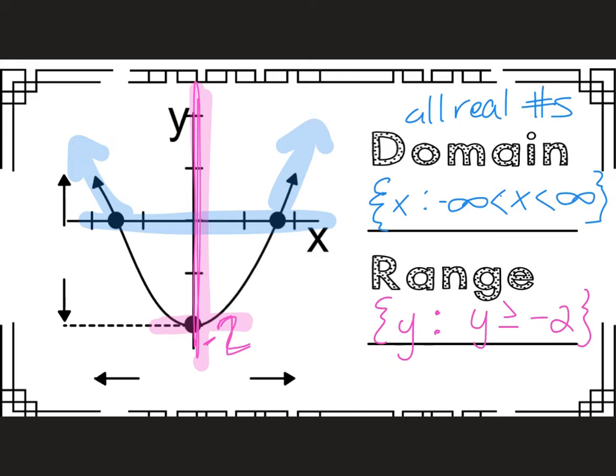We don't have to worry about the infinity. If you do want to do the infinity, it would be from negative 2. Y is greater than or equal to negative 2, all the way up to positive infinity. Either way means the same thing.